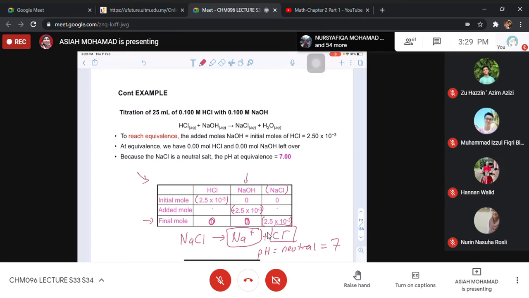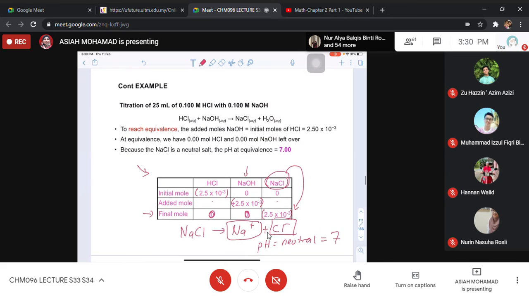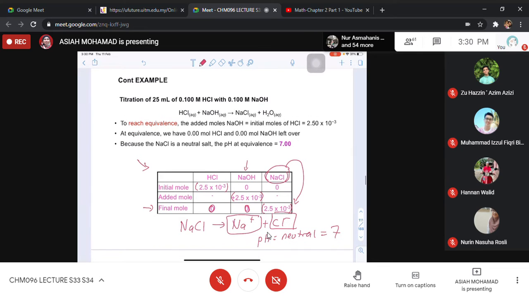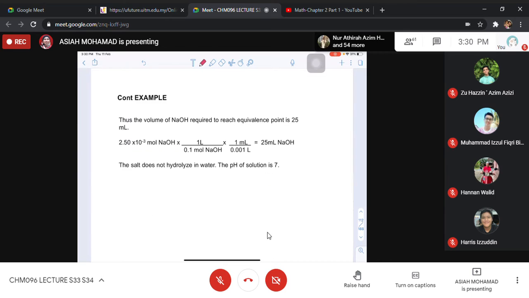So for this titration, how you calculate the pH at equivalent point actually depends on what type of salt is produced. So recall how you calculate the pH for salt, then apply it for titration. Do you have any questions so far? No? Alright, so I assume everyone understands.